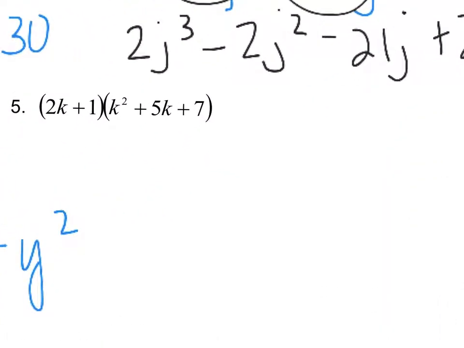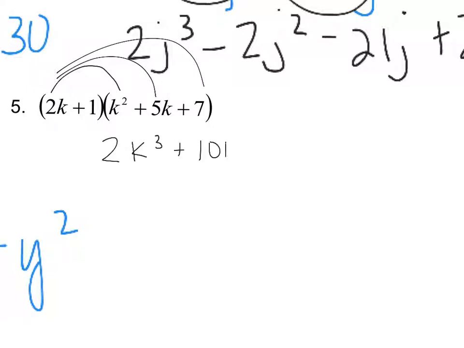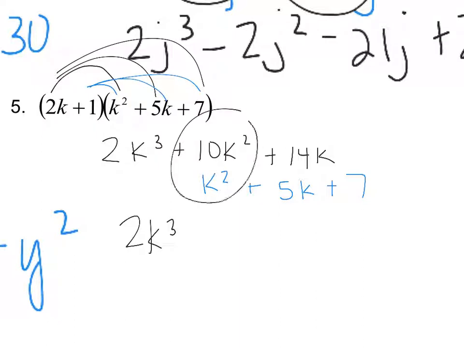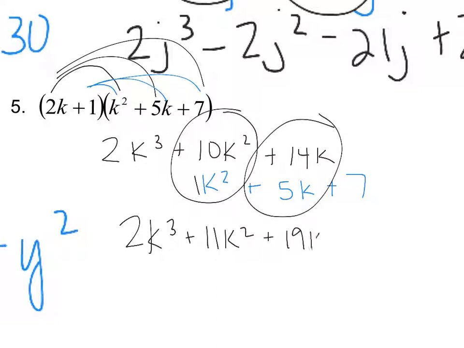And then number 5, you multiply 2k by everything. So it's 2k cubed plus 10k squared plus 14k. And then multiply everything through by 1. So that's k squared plus 5k plus 7. And at the end, you want to combine your like terms. So I have 2k cubed. These two, this is a 1 out front, so it's going to be 11k squared. 14k's plus 5k's is plus 19k's, and then plus 7.